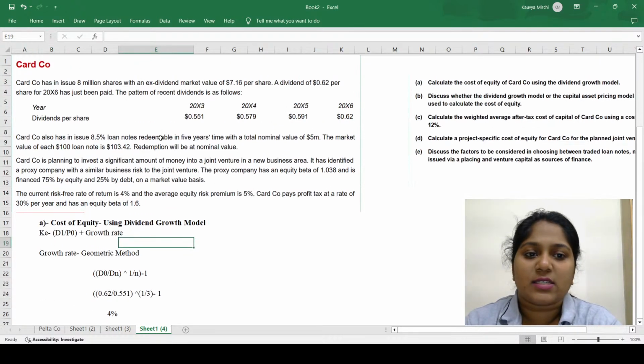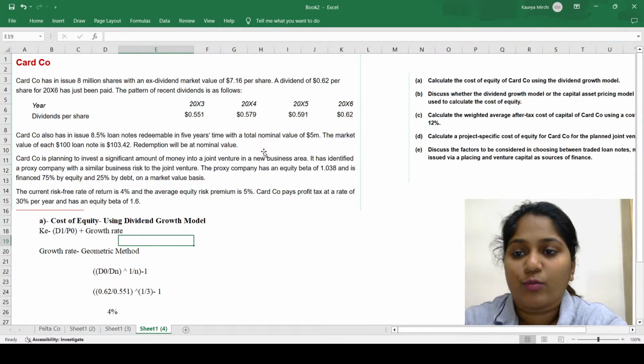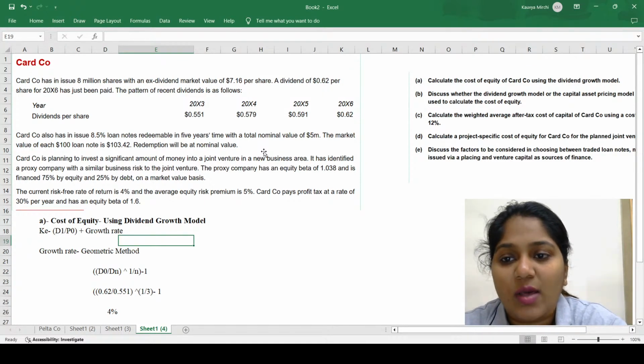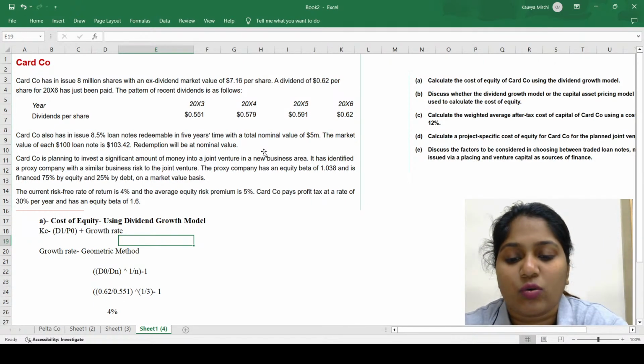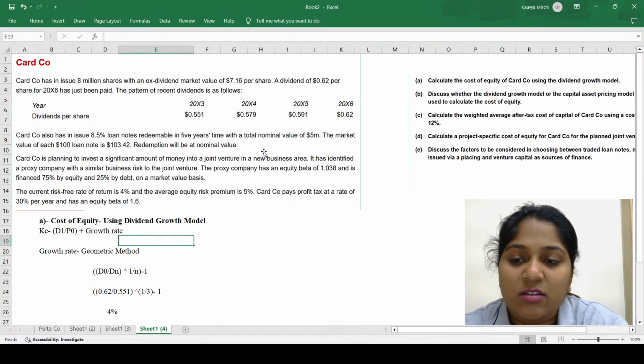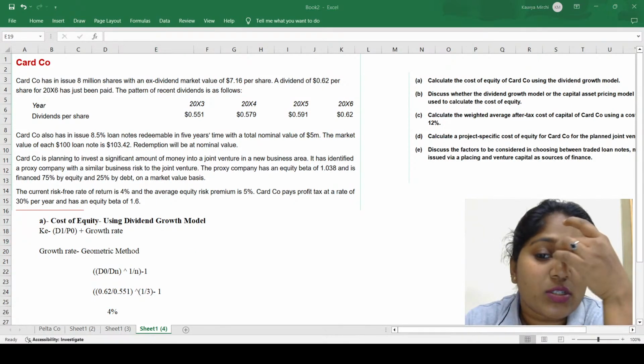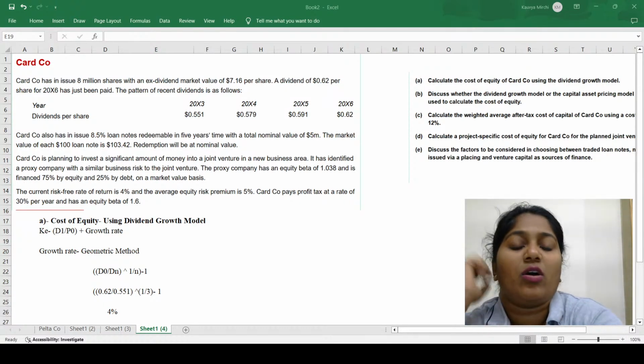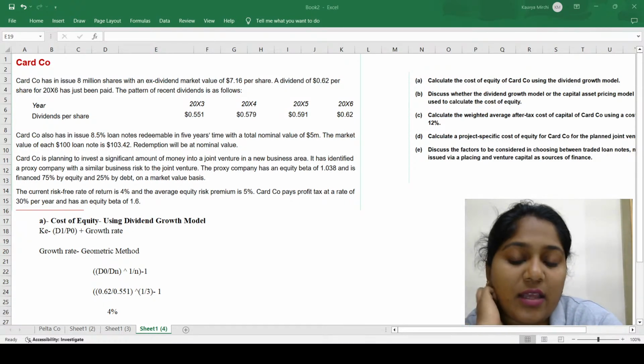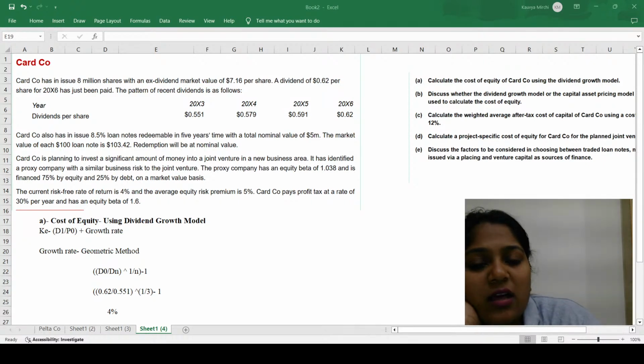Yeah, let's see what is the next requirement, people. Now read the information before you move to the next requirement. Card company also has an issue of 8.5% loan notes redeemable in 5 years time for a total nominal value of 5 million. The value of each $100 loan note is 103.42. Redemption will be at nominal value. So if I have to calculate the redeemable loan notes cost, the cost of debt, you should know there is something called IRR that I have to calculate, right? Yeah. So if you can calculate that IRR, we will be able to find out the percentage for it, if I'm not wrong.